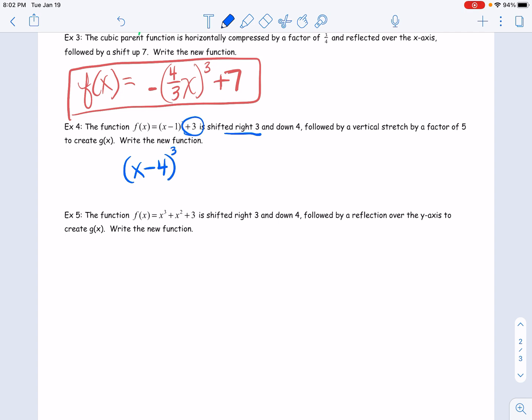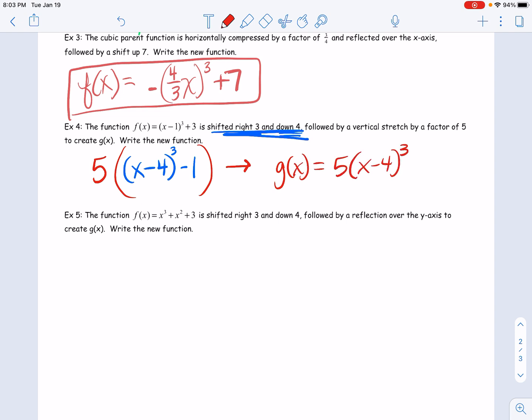This means I've gone up 3 already, but then I want to go down 4. Well, if I've gone up 3 and now I'm going down 4, then I end up going down 1. So this is this part right here. And then it says followed by a vertical stretch by a factor of 5. That means everything here is being stretched by 5, which means I do need to write this new function as 5 times (x minus 4) cubed minus 5. That 5 gets distributed.